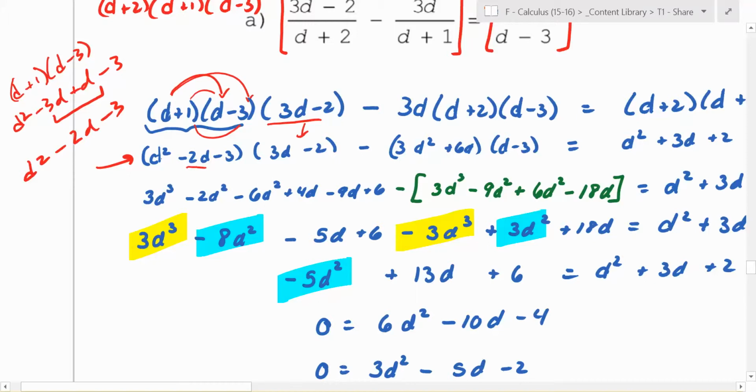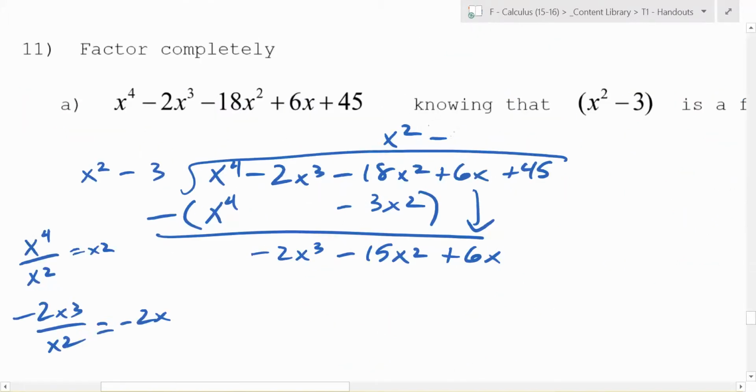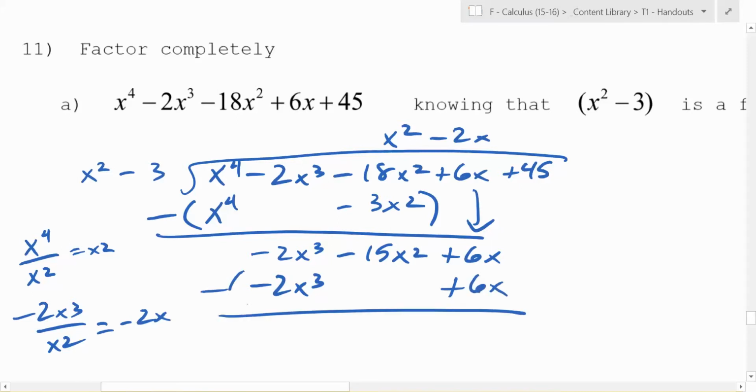So you have minus 2x. Now you multiply the same thing. Negative 2x times x squared is negative 2x cubed. Negative 2x times negative 3 is what? Negative 6x, exactly. Now you do the same subtraction. What are you left with? Negative 15x squared. Drop down the 12x. Oh, subtraction. Drop down the 45. Correct.